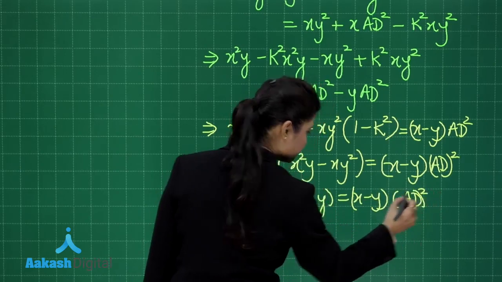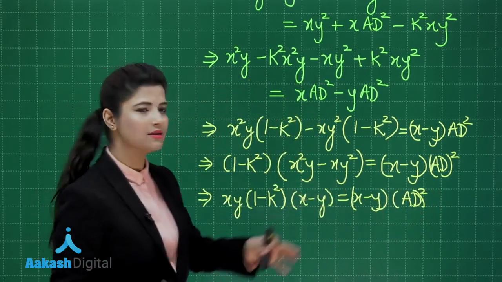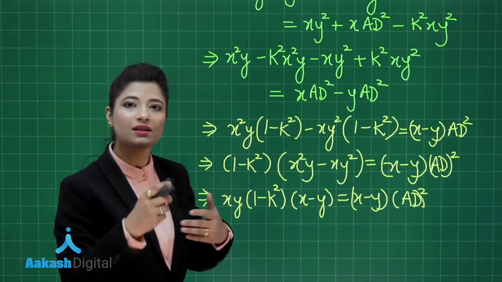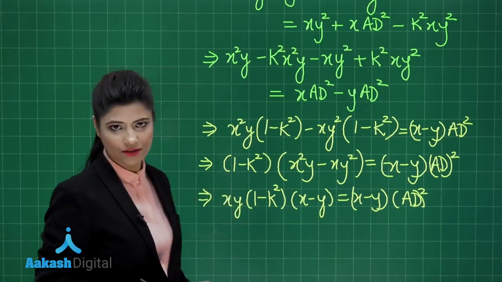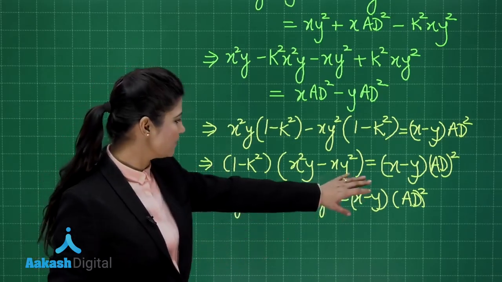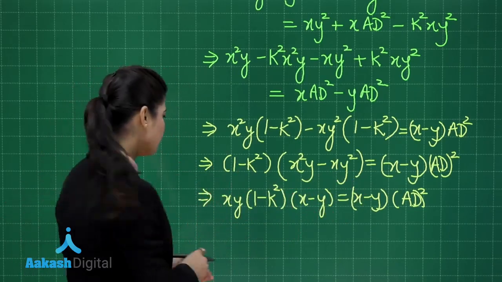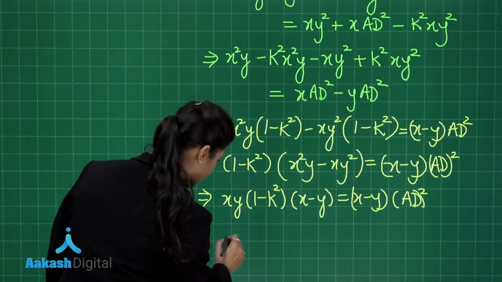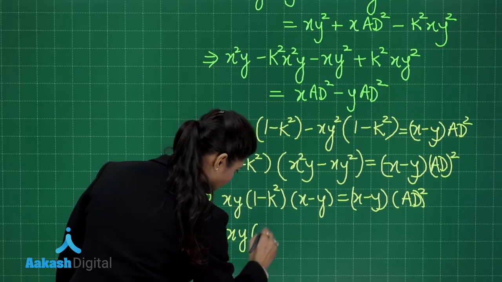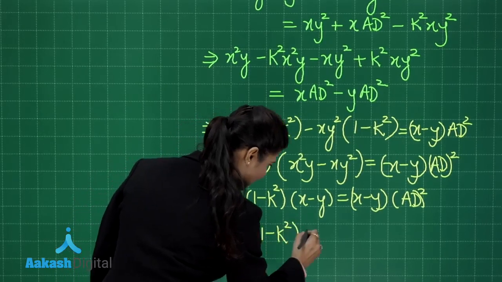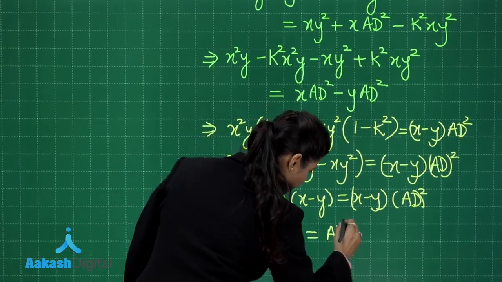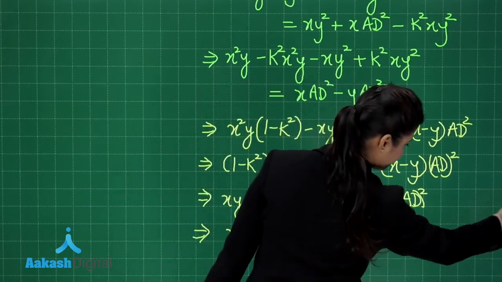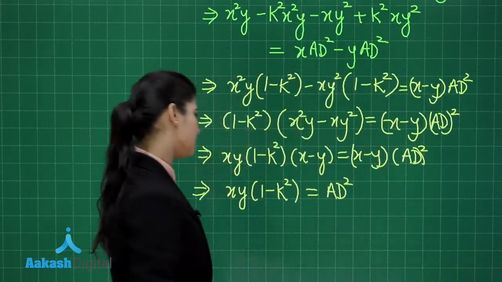So now you can observe, x minus y will be a constant because x and y are the length of the sides of the triangle. So this will be a constant, so it will get cancelled from both the sides. So post simplifying, in the next step we get xy into 1 minus k square equal to AD square. So here we get this as the resultant.